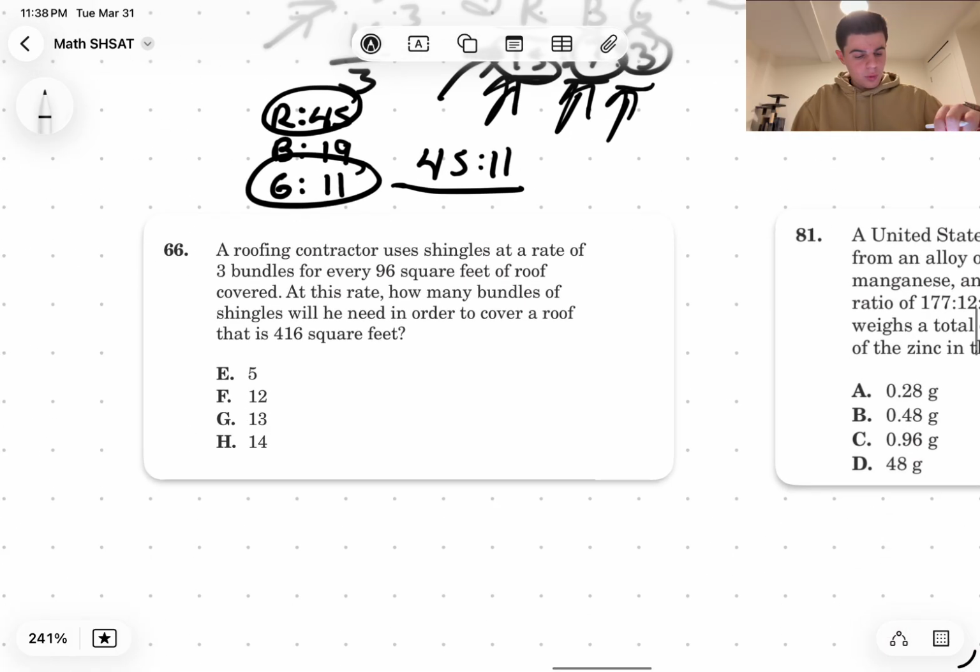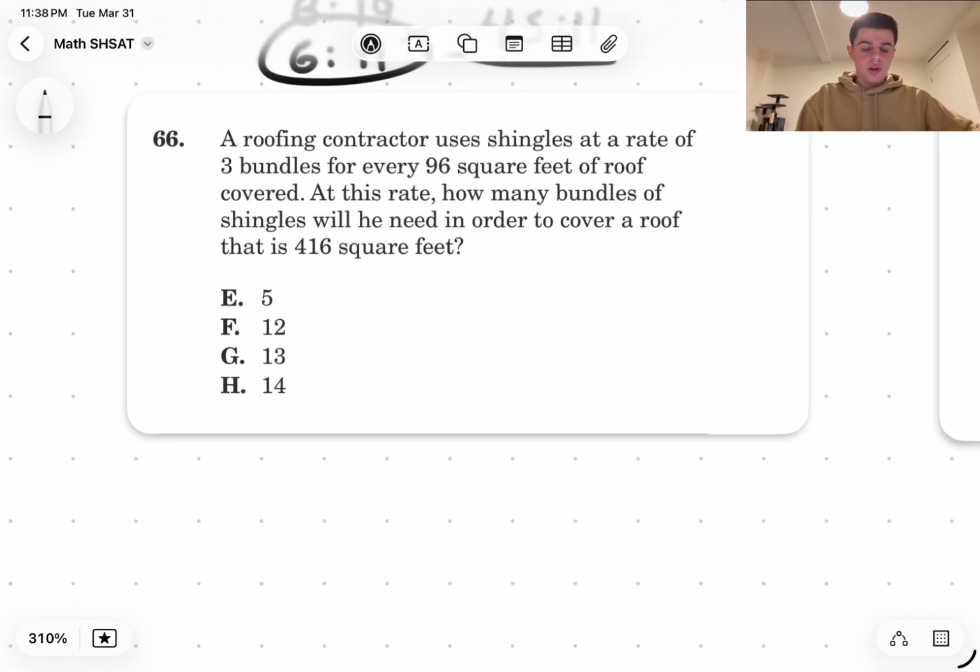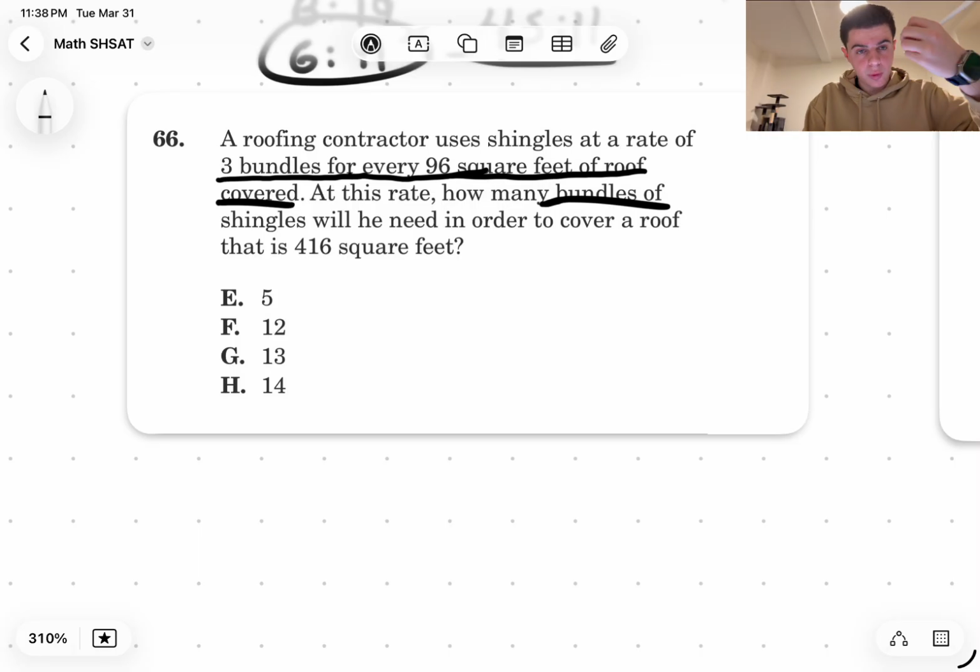Okay, our next question. A roofing contractor uses shingles at a rate of 3 bundles for every 96 square feet of roof covered. At this rate, how many bundles of shingles will he need in order to cover a roof that is 416 square feet? So they're giving us this proportion here, 3 bundles for every 96 square feet of roof covered. This is our proportion that we can use to then find out our next part. This is what I was saying about understanding what you're searching for. So we are searching for how many bundles we need.